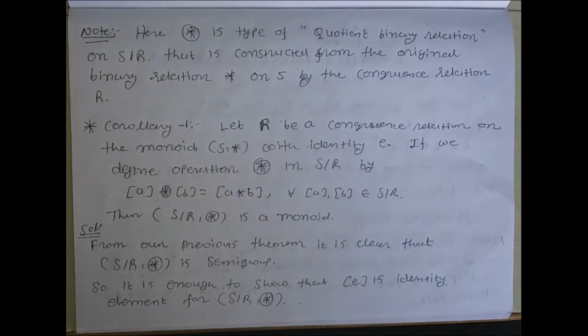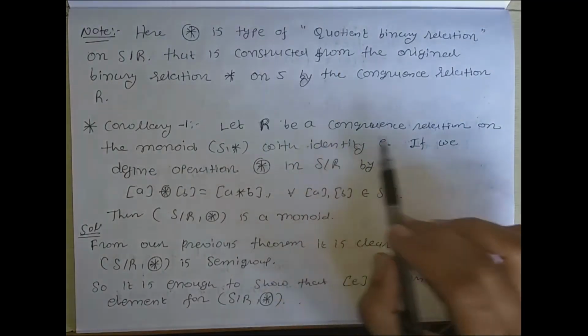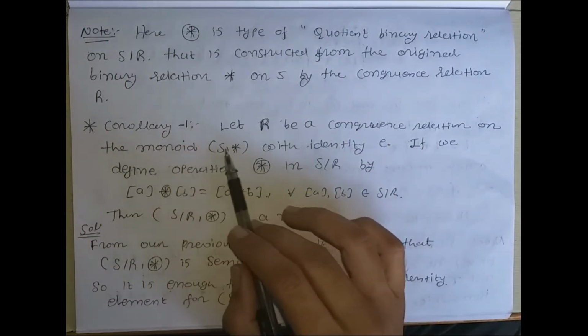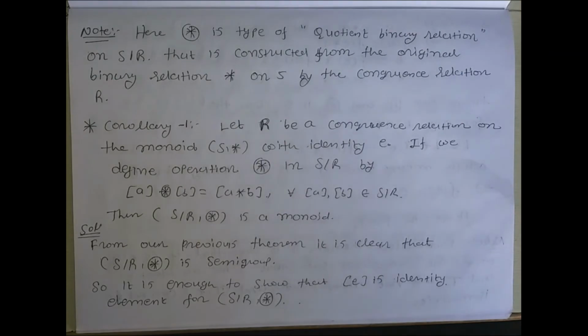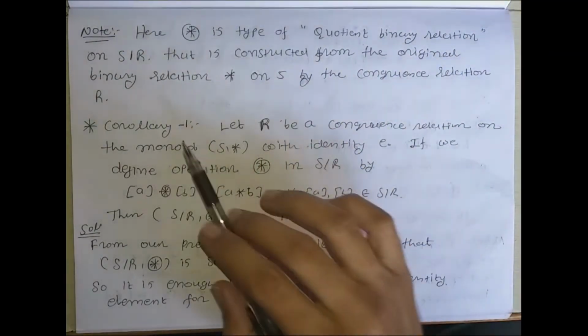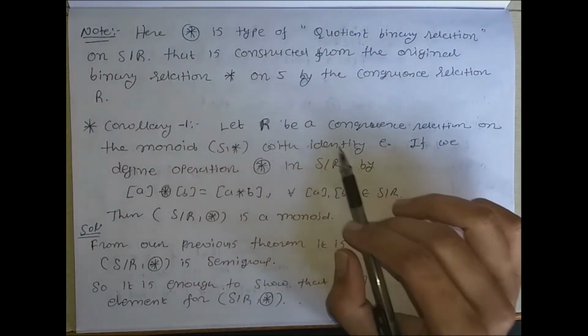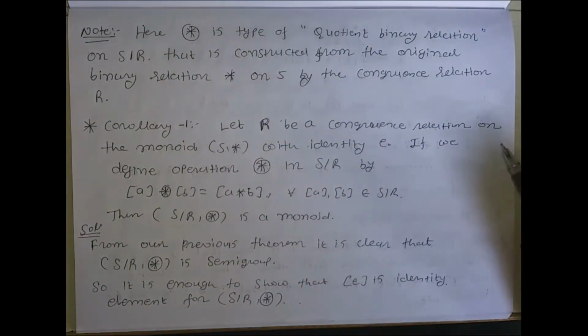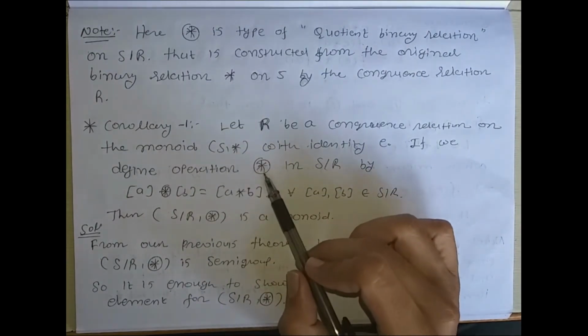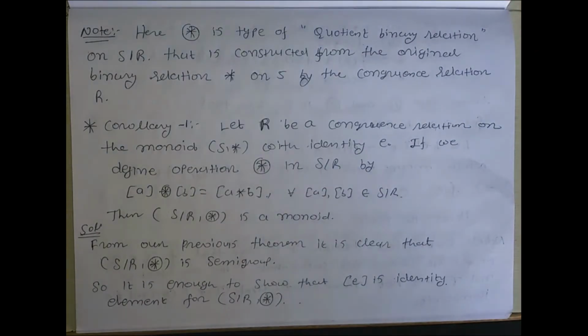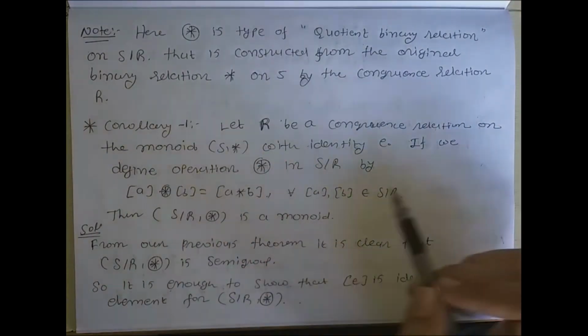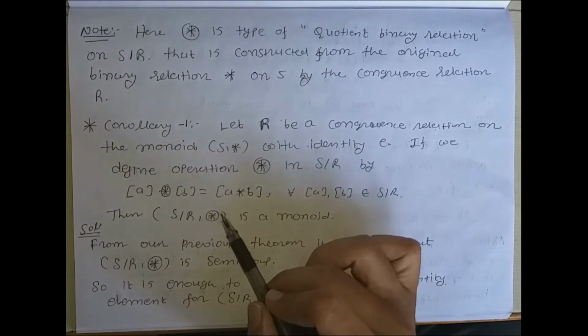Now corollary 1 for the above theorem. Let R be a congruence relation on the monoid S star. In the first theorem S star was a semigroup, but here it is a monoid. R is a congruence relation on the monoid S star with identity E. If we define the binary operation ring star on S quotient R with the same definition as defined above, then S quotient R with ring star is a monoid.